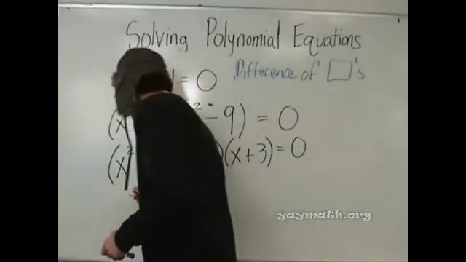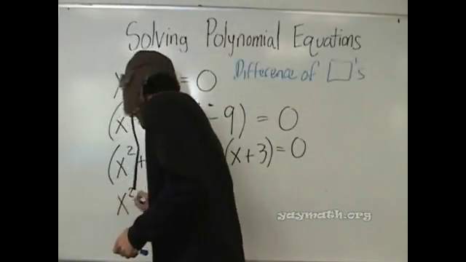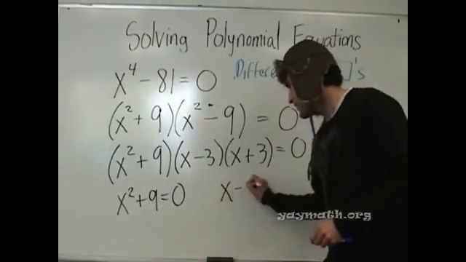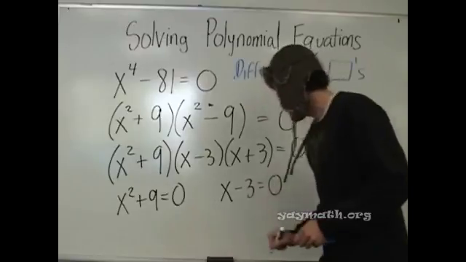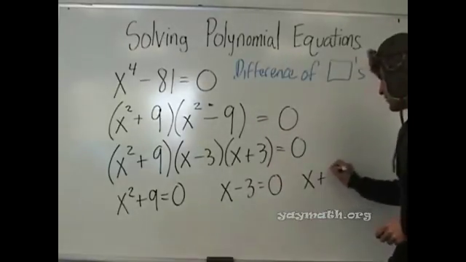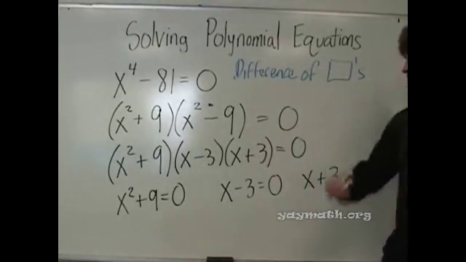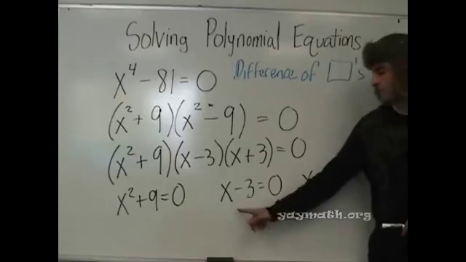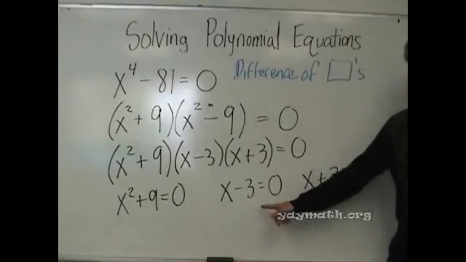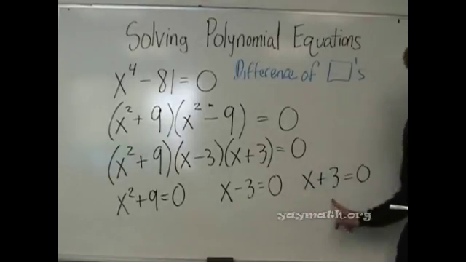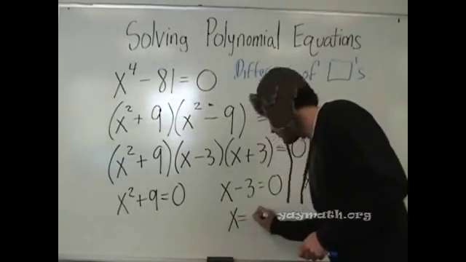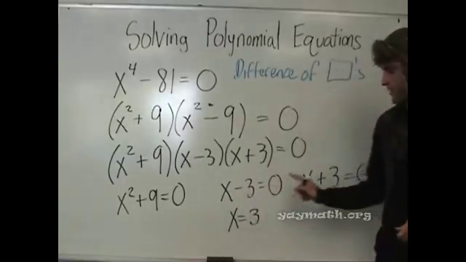Here we go. You have to do x squared plus 9 equals 0, x minus 3 equals 0, x plus 3 equals 0. So there are all 3 factors set to 0. All right, let's start with the easy ones. What would x be here? x is 3, because 3 minus 3 equals 0.